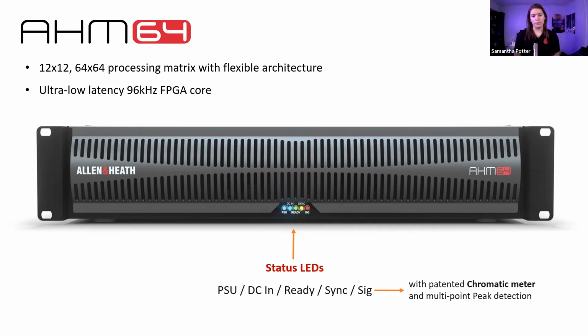And we have the ultra low latency, 0.7 milliseconds, a 96K core. You can see down at the bottom, we have these status LEDs that give your power indication, your sync, and another really big one is the signal light that has the chromatic meter. If you've seen almost any of our consoles, you'll see those little chromatic meters that are everything you need to know in an entire meter, but in the size of a little LED. So very powerful, very helpful.